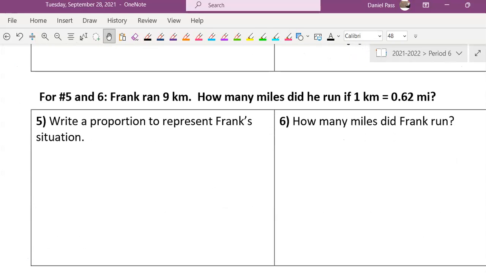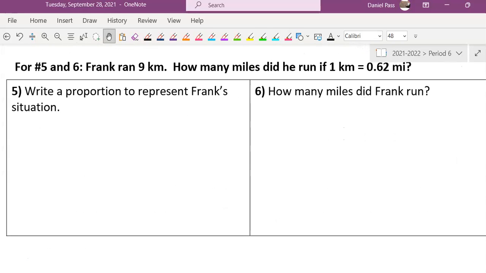All right. So Frank ran 9 kilometers. How many miles did he run if 1 kilometer equals 0.62 miles? Okay, we need to write a proportion. Okay, what did you do? Go a little closer to the mic there, please. I wrote 1 over 0.62. 1 over 0.62. Okay.